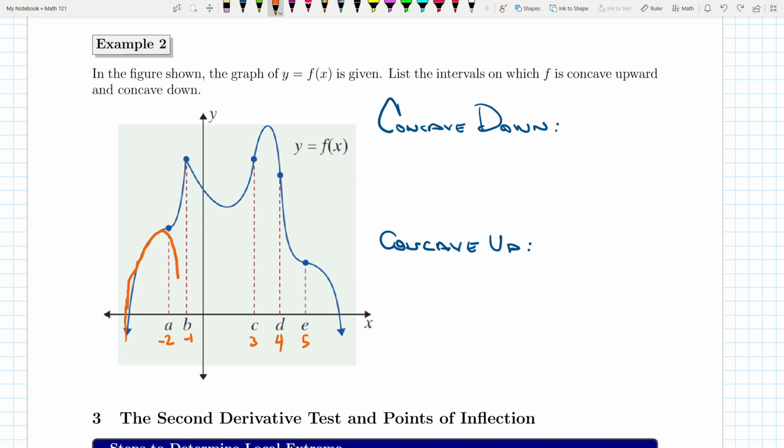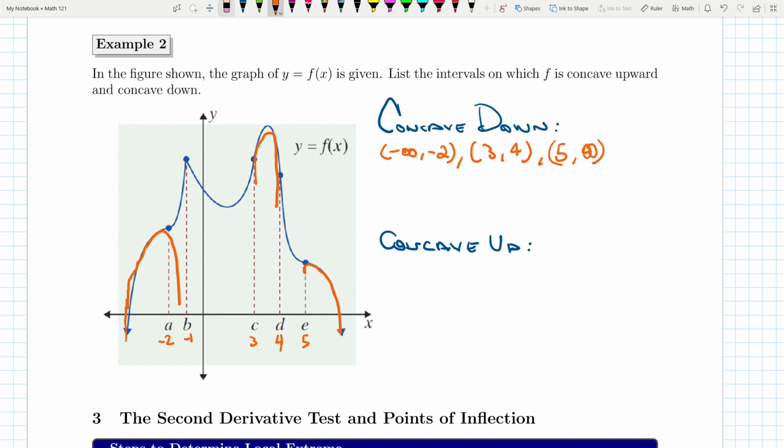Okay, concave down, let's draw all the intervals in which it's concave down. I can think of this interval right here. Also, I can think of this interval right there and this interval right there. Let's describe this using interval notation. Well, it's concave down from -infinity to -2. We are going to separate these intervals by commas, and then the next intervals will be 3 to 4 and 5 to infinity.